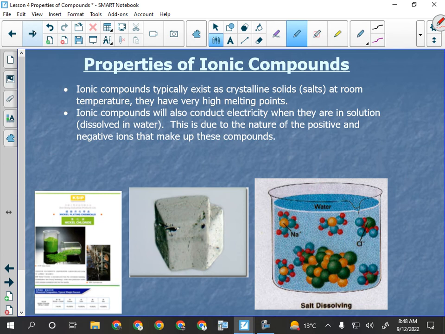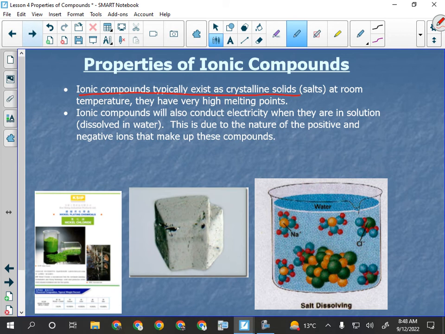All right, so here's the thing about ionic compounds. Ionic compounds typically exist as crystalline solids or salts at room temperature. Now, are there exceptions to that rule? Certainly. Sugar is a crystalline solid at room temperature, but it is not an ionic compound. It is in fact a molecular compound. But most things that would be a crystalline solid at room temperature will be an ionic compound.